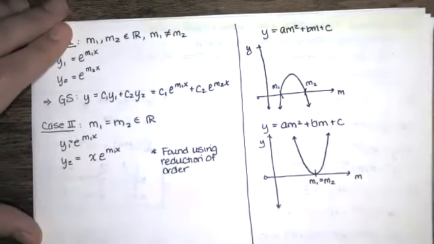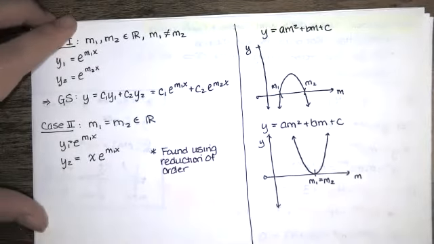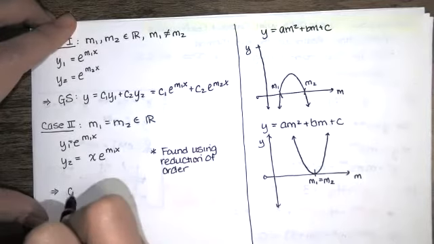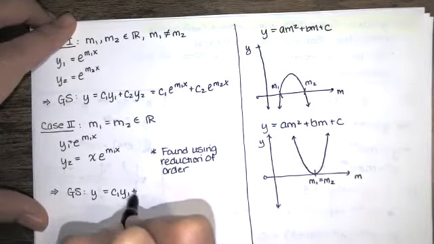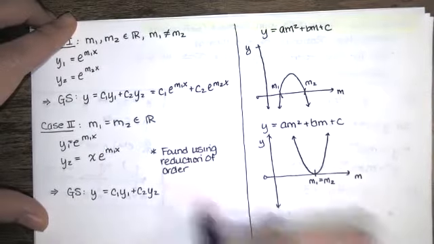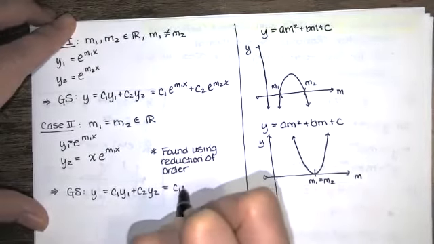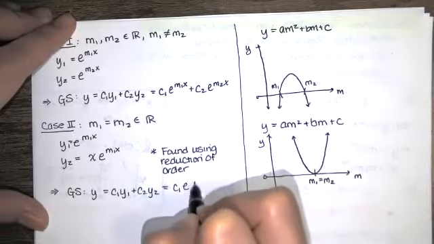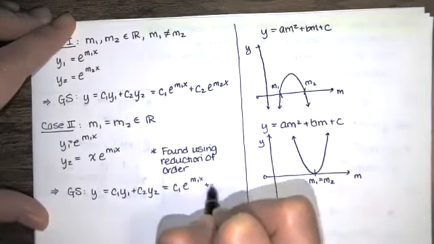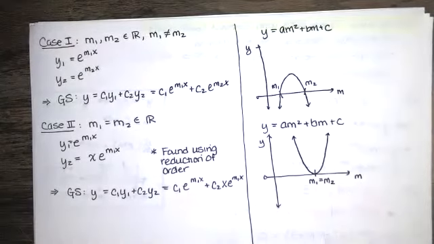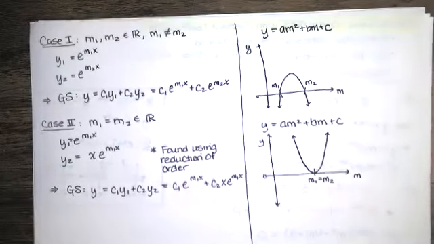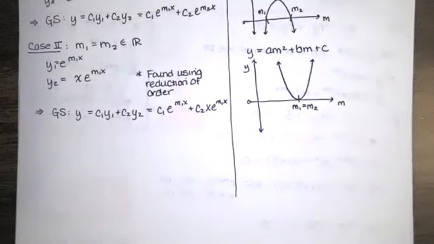Okay, so you've got two linearly independent solutions to the differential equation now. In that case, our general solution is y equals c1y1 plus c2y2, because we've got a second order differential equation. So our first solution is e to the m1x, and our second solution is x times e to the m1x. We multiply those by constants and we add them together, and that gives us the general solution.